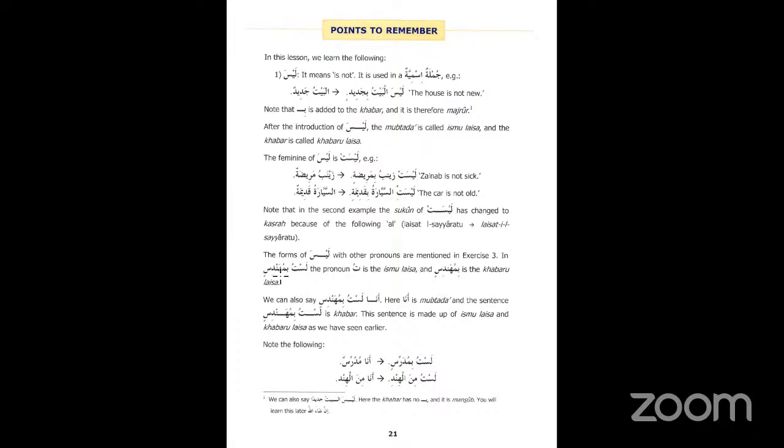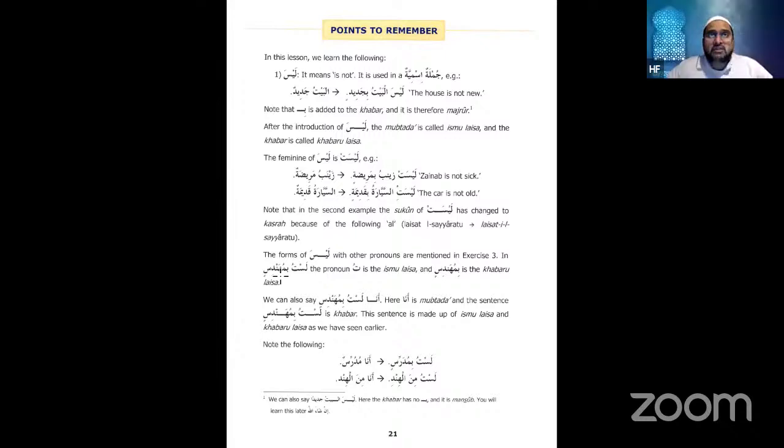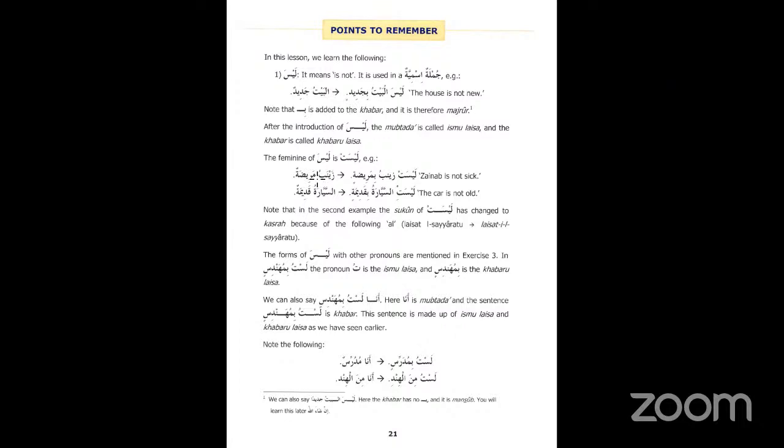Lastu bimuhandisin. The pronoun tu is the ismu laysa and bimuhandisin is the khabru laysa. Correct. We can also say that there are two things that sometimes can enter a mubtada and khabar, like al-baytu jamilun, laysa al-baytu bijadidin. Laysa itself is called an afal.